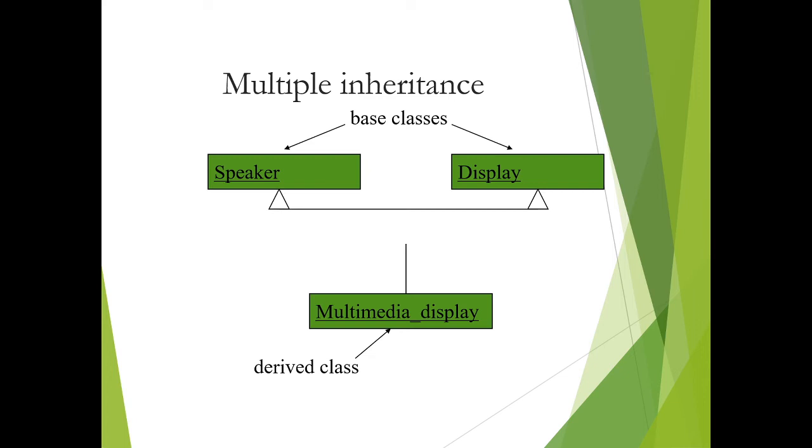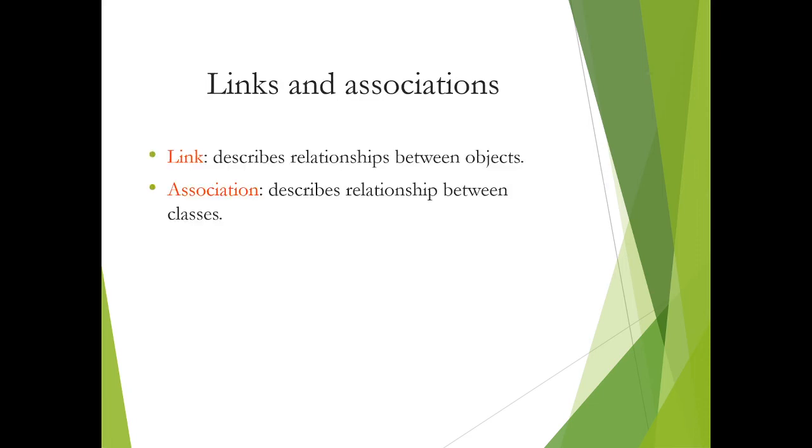We can also derive a class from more than one class. So there is a multimedia display, and it has a speaker and a video display. So we can derive our multimedia display from both of these. So now the multimedia display has all the characteristics of both the speaker and also the display. So this is multiple inheritance.